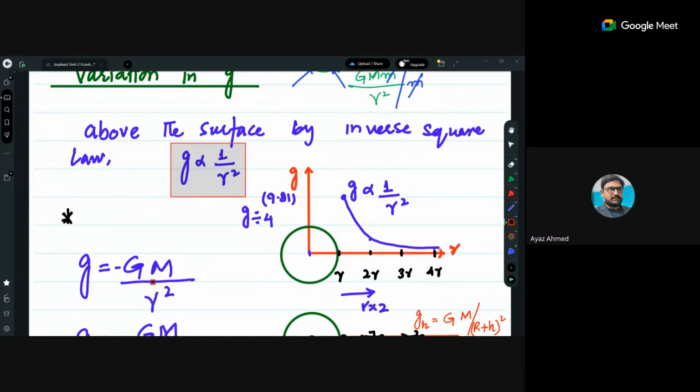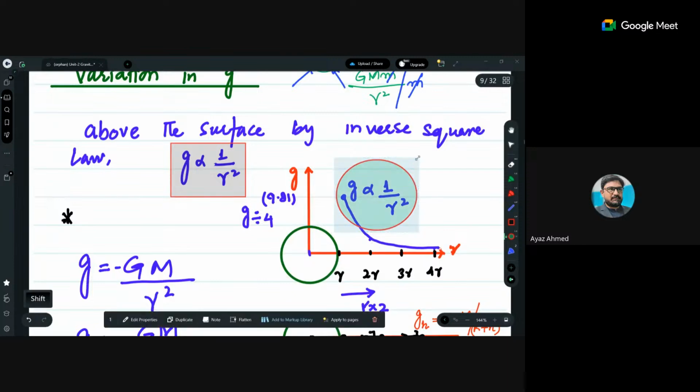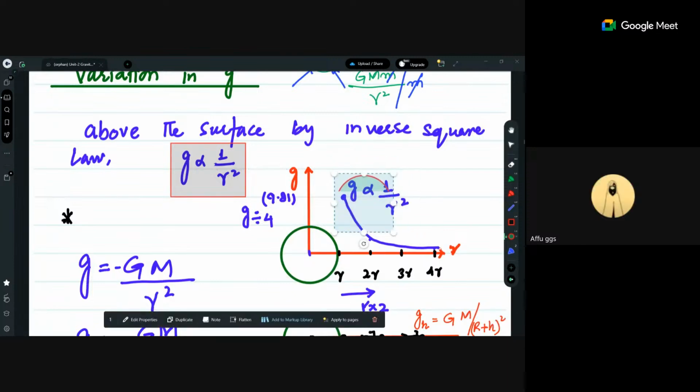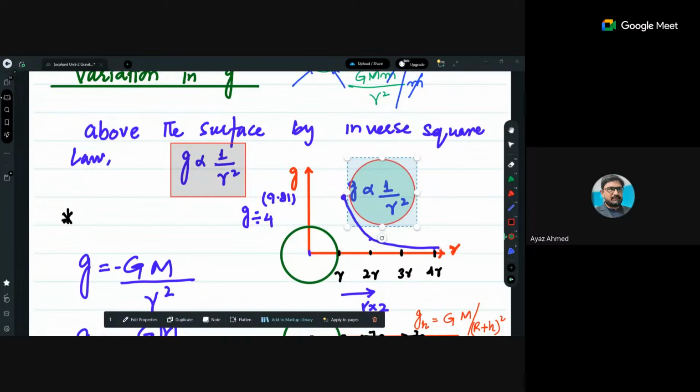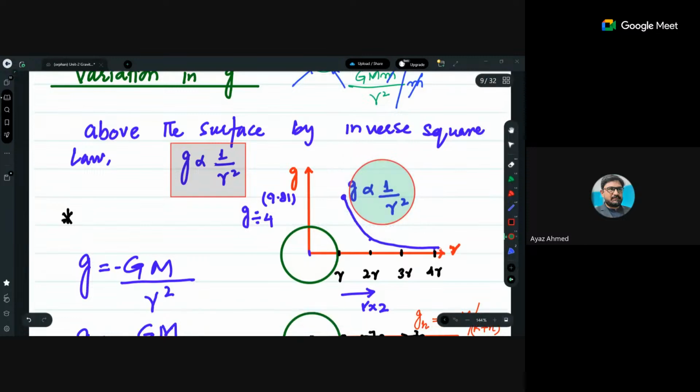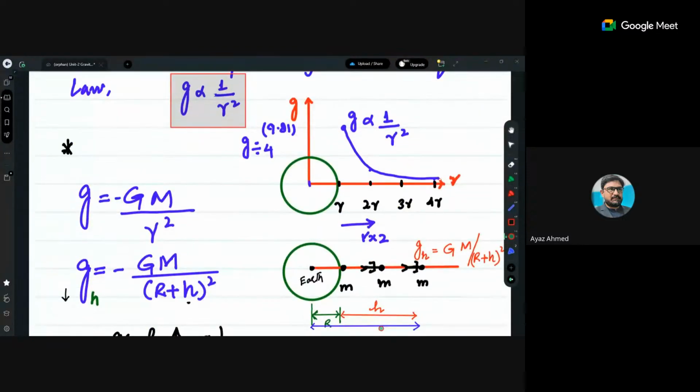That's why we will have this formula, that g is inversely proportional to square of r. Why? Because it is coming from the equation. From the equation we came to know that the gravitational field strength is inversely proportional to r square. So if the distance is increased by 2, the gravitational field strength will be reduced by a factor of 4, right?